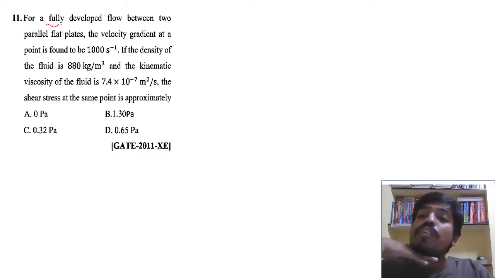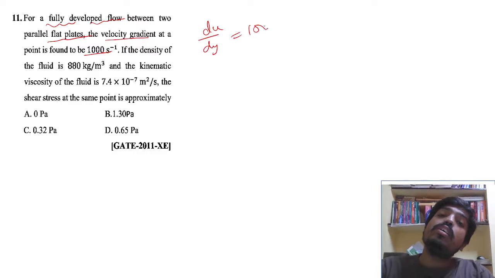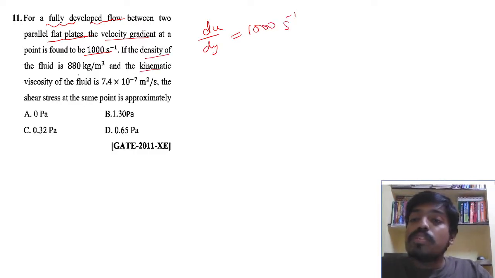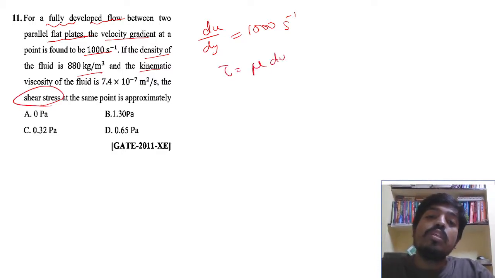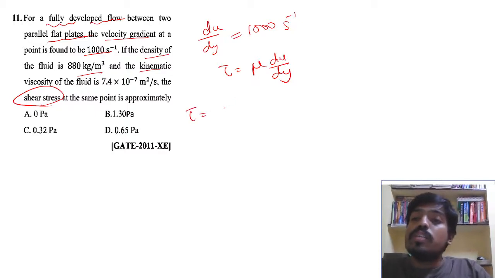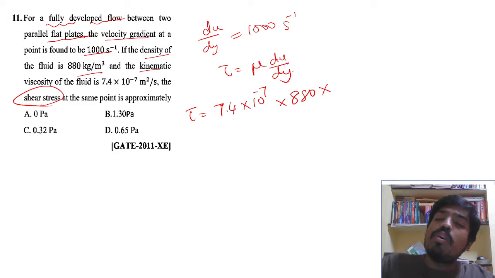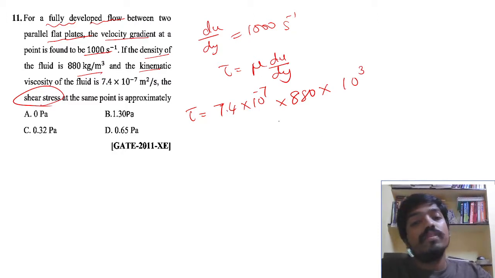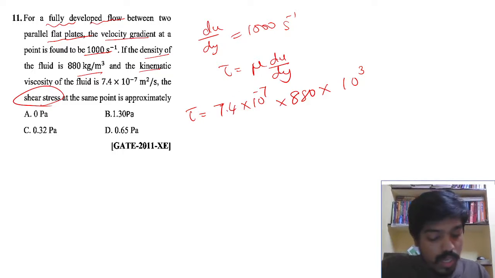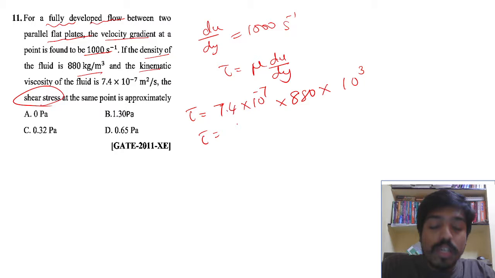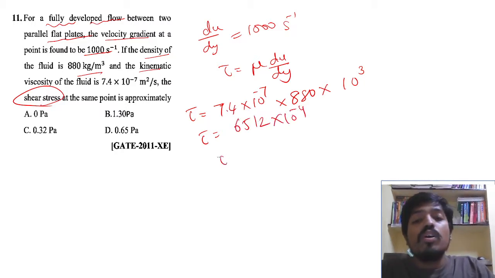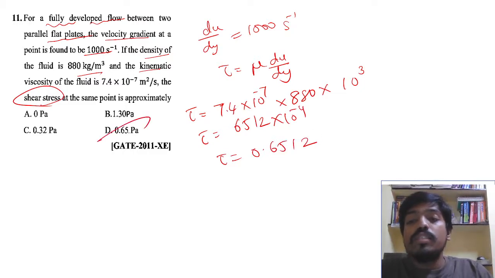Get calculator. For a fully developed flow, two parallel plates, velocity gradient du by dy is equal to 1000 times s inverse given. Kinematic viscosity they are giving, shear stress they are asking. Shear stress tau is equal to mu into du by dy. What is mu? 7.4 into 10 to the power of minus 7 into 880, into what is du by dy? 10 to the power of 3. That's it. So what is 7.4 into 880? The answer becomes 6512 into the power of minus 4. So 0.6512. Answer is D.